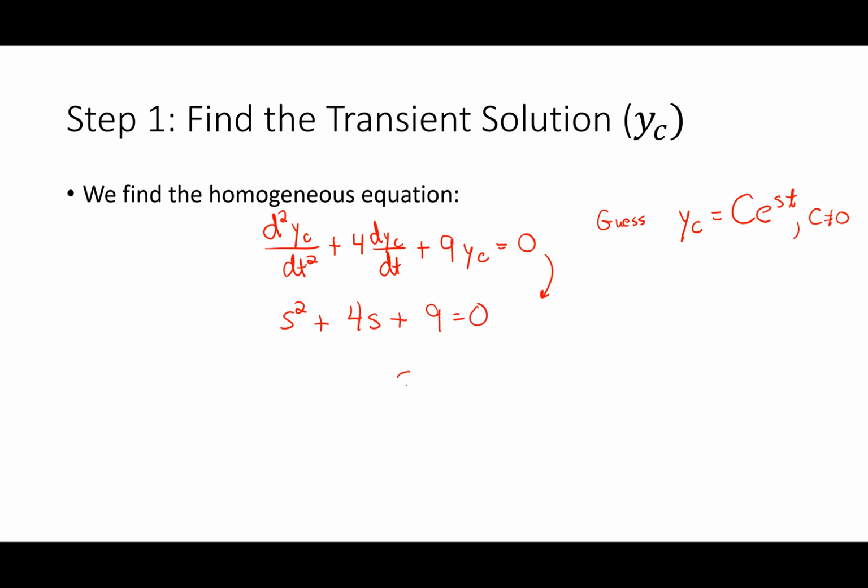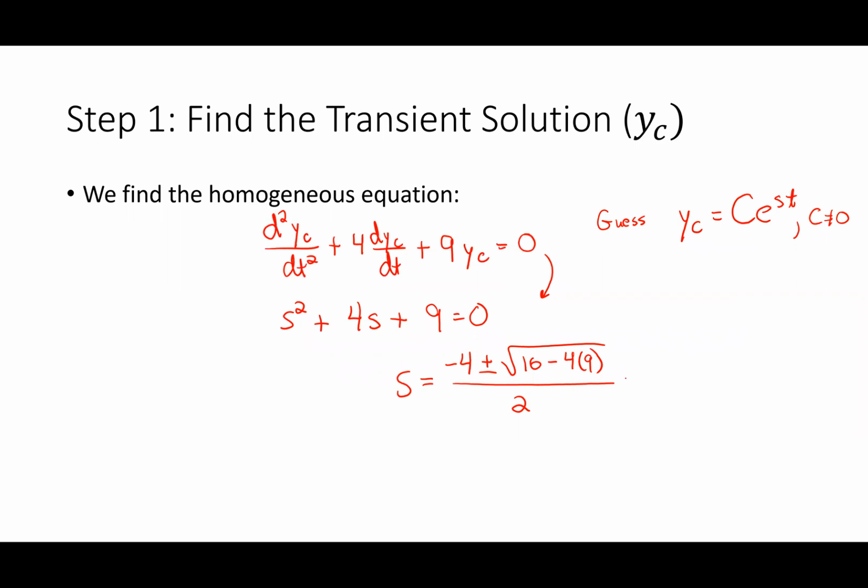Now, let's quickly do the quadratic formula on this. s equals the opposite of b, so minus 4, plus or minus the square root of b squared, that's 16, minus 4ac, so that's 4 times 9, all over 2 times a. So I can see right now 16 minus 4 times 9, that's 16 minus 36. That's going to be a negative number. So I'm taking the square root of a negative number, which means that I'm going to get a complex result.